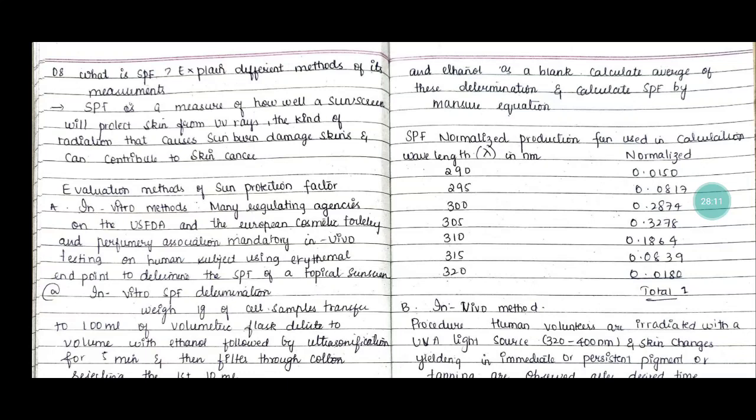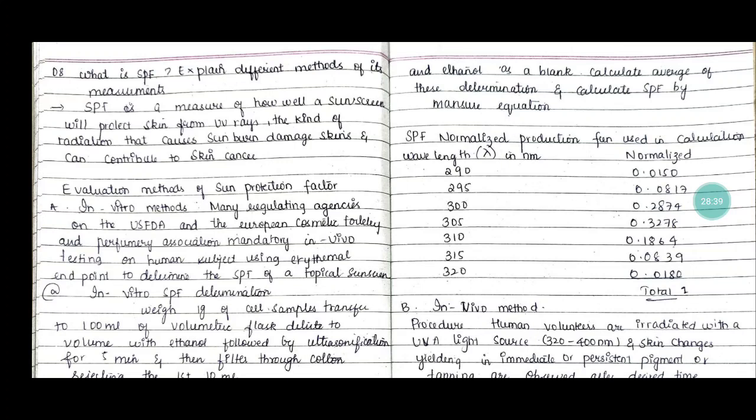Explain different methods of its measurement. SPF is a measure of how well a sunscreen will protect the skin from UV rays, the kind of radiation that causes sunburn, damages skin, and can contribute to skin cancer. The evaluation methods for protection factor are the in vitro and in vivo methods.